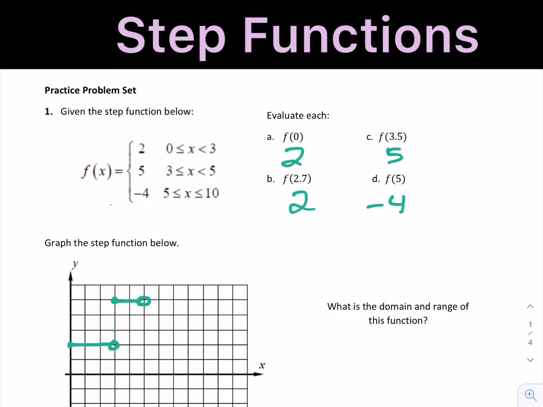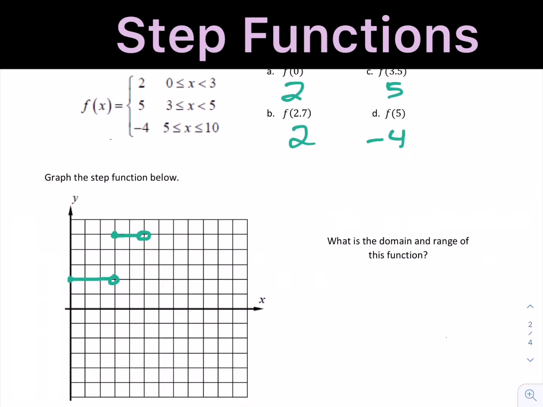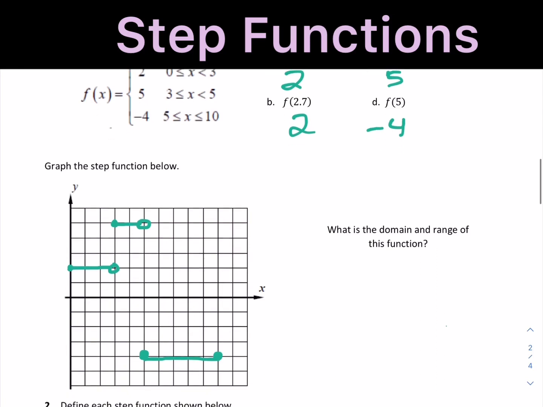And then lastly, it jumps down, or steps down, to -4, and that is from 5 all the way to 10. So 1, 2, 3, 4. We are down here, and it's closed here at -4, and then it's going to go all the way over to 10, and that is our step function.